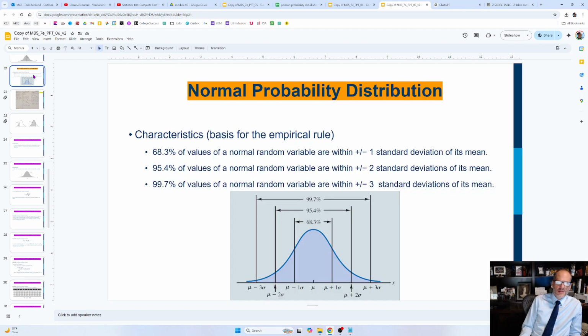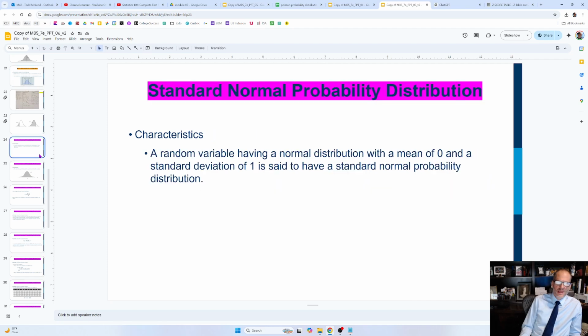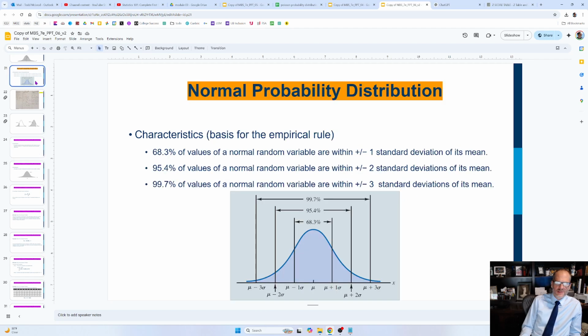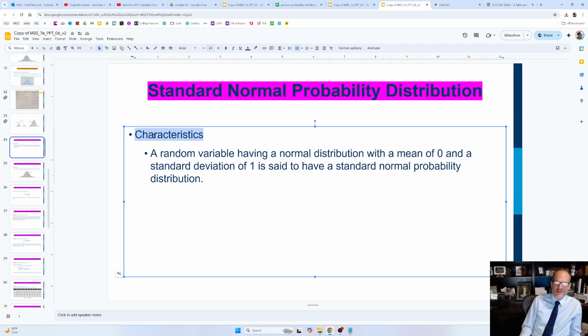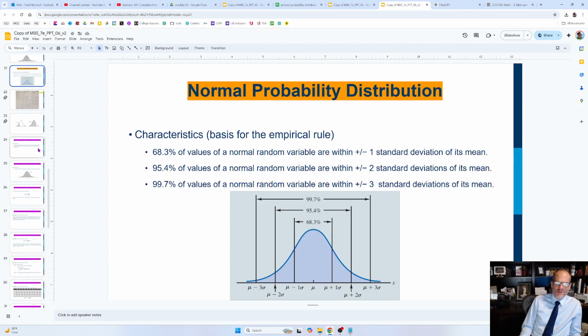So the textbook introduced us to the normal probability distribution. That's everything we did in the last two videos. But then they also say there's this standard normal probability distribution. So instead of just normal probability distribution, standard is added in front of that. For the characteristics of a standard normal probability distribution, really in my mind, and for you learning this, just think about them as the same thing.